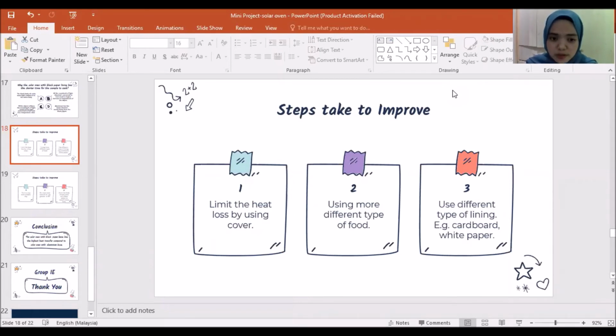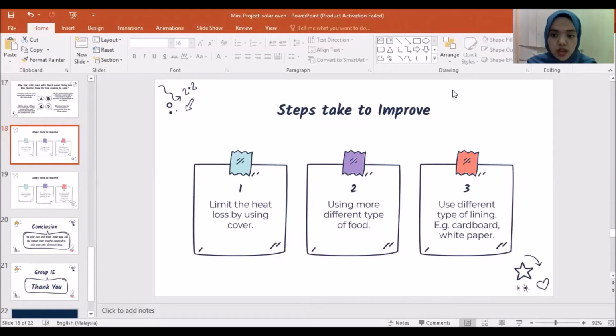During the experiment, there was some heat loss to the surroundings. And in order for the solar oven to get the highest temperature, the rate of the heat loss should be limited. One of the ways to limit the rate of the heat loss is by covering the food using an insulator such as a glass cover. Besides that, using more different types of food can improve the operation of the solar oven. This is because different types of food have different surface areas, and the surface area is proportional to the rate of heat transfer. After that, use different types of lining such as cardboard and white pepper.